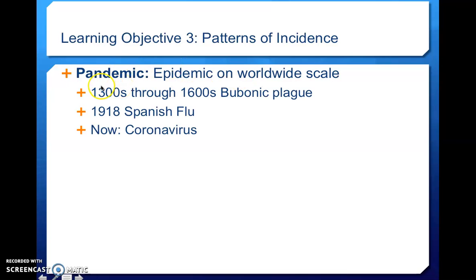Examples of pandemics is the bubonic plague of the 1300s through the 1600s. In 1918, there was the Spanish flu, and we are living through one now, the coronavirus, a sudden jump in large numbers of cases of this disease in many areas of the world at the same time.